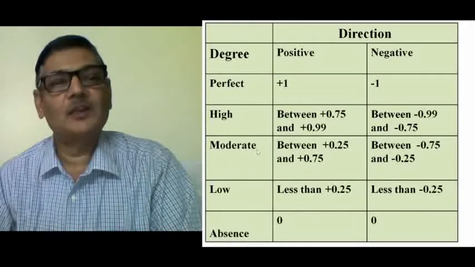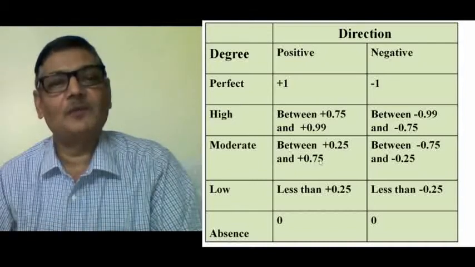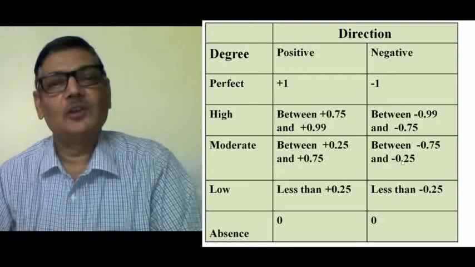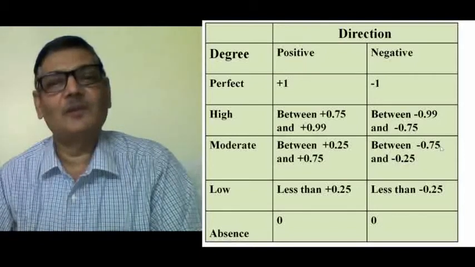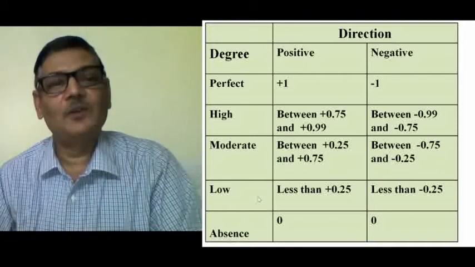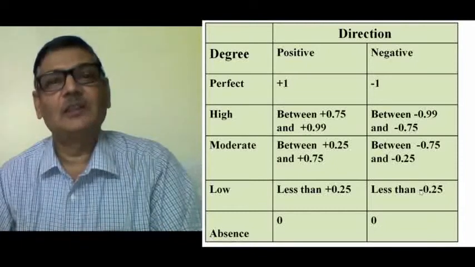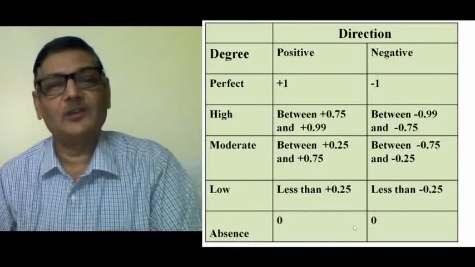Now we say moderate correlation when the values range between 0.25 to 0.75. So this will be positive moderate correlation, and if the values are between minus 0.25 to minus 0.75, then there would be moderate negative correlation. A low level of correlation would be there if the value is positive but below 0.25, and if it is less than 0.25 but negative, then there is low negative correlation. There would be no correlation if the value comes 0.